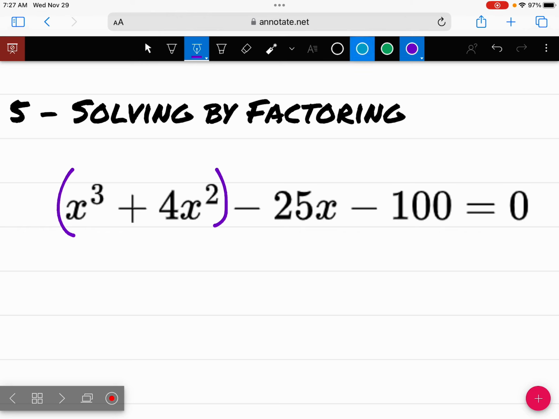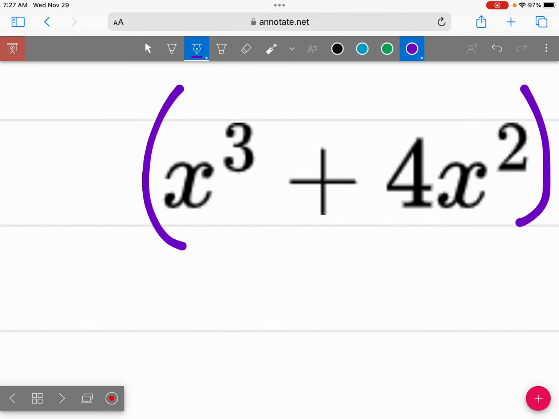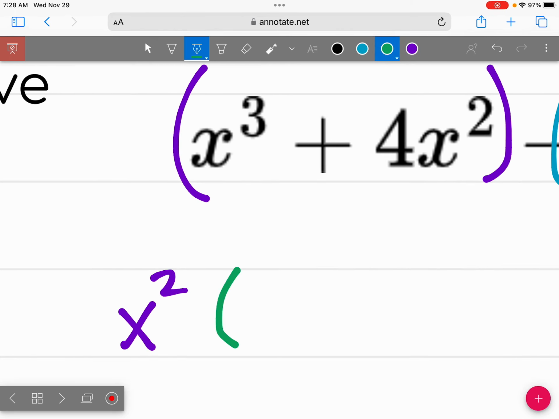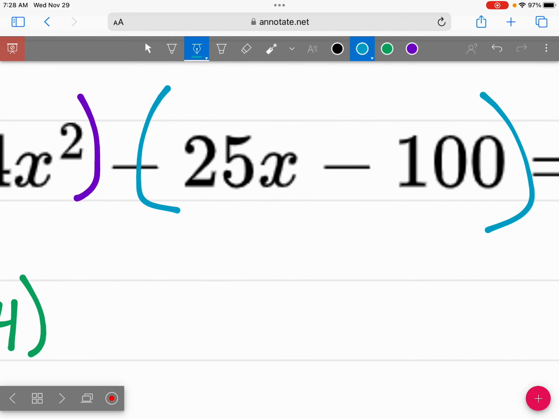Whenever we're factoring by grouping, you bust it up into its component parts, and then we zoom in and look at each piece individually. What do x cubed and 4x squared have in common? X squared. And our leftover piece is x plus 4. What do negative 25x and negative 100 have in common? Negative 25.